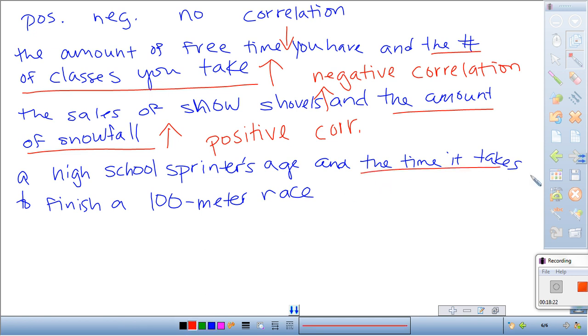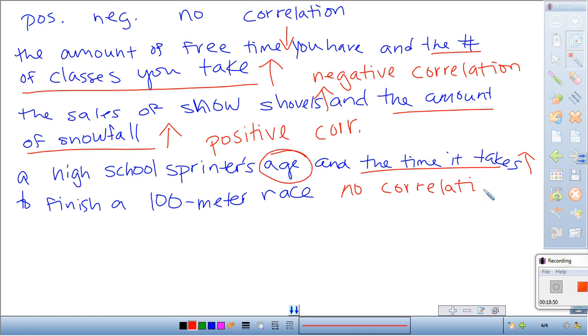The more time it takes the person, does that mean that they're older? Does that mean that they're younger? No, these really have nothing to do with each other. Now, maybe if they had said, instead of age, like, length of legs. So the longer the person's legs, the less time it would take them. But really, there's no correlation between someone's age and how long it takes them to finish a race. So there's no correlation between those two things.